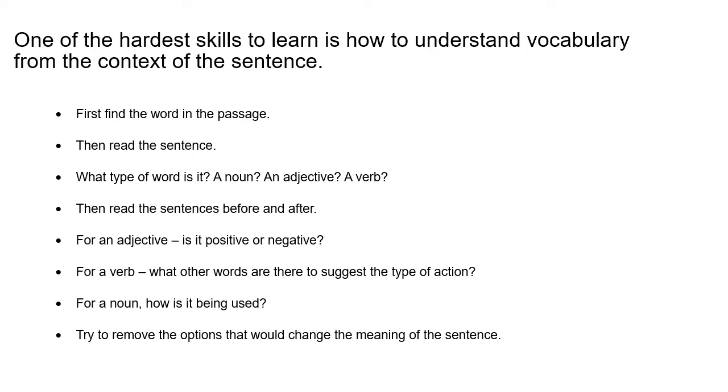You might want to read the sentence before or the sentence after to try and understand the idea that is being expressed. For an adjective, you can always think, is it a positive or a negative type of word? For a verb, well, what other words are there? What kind of action is this? For a noun, how is it being used? Look at the answers that you're given in the multiple choice and try to remove the options that would change the meaning of the sentence. Hopefully, after you've done that, then you'll be able to guess the correct answer. Let's have a look at an example together.